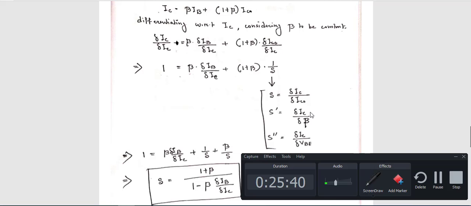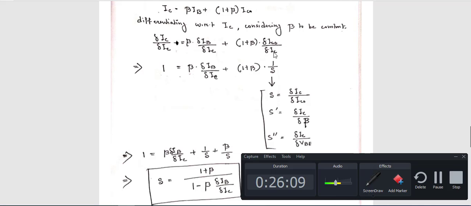Just go through the previous notes that I have attached, where I have shown you how you can calculate S, S dash and S double dash. Otherwise you will just wonder how you can get this value. Okay, just go through the previous notes. And what is S dash? S dash is equal to del IC by del beta, and S double dash is equal to del IC by del VBE. Now see here, your expression is just like reverse.